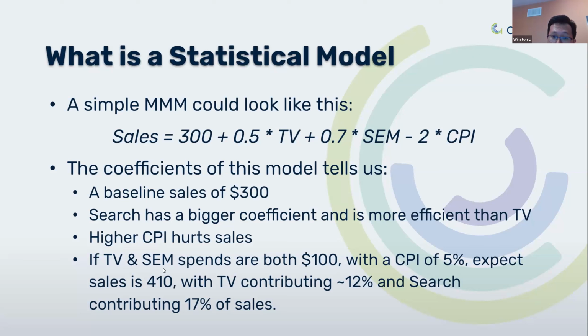And coming back to what we've discussed, if your TV spend and search spend are both 100 and your CPI is 5%, you can plug these numbers in and get a forecast. In this case, the model suggests if this is your spend, you're expecting sales of 410. And you can also figure out the contribution of each of your media. So in this case, TV is contributing about 12% of your sales and search about 17%.